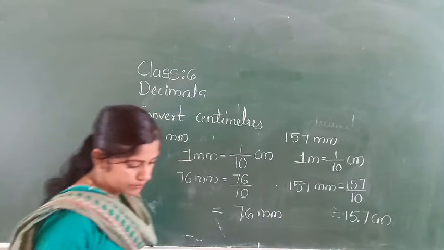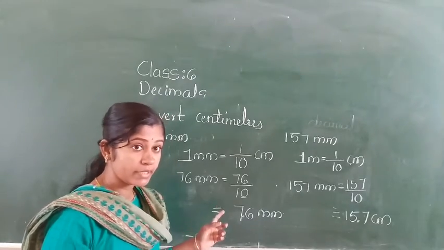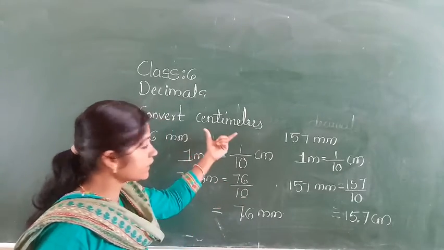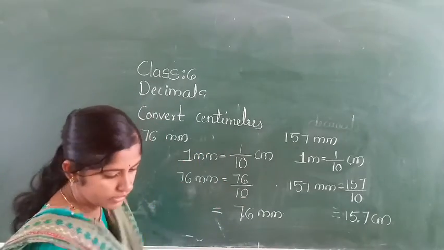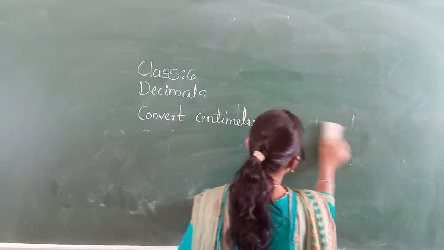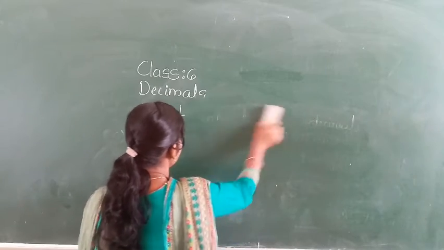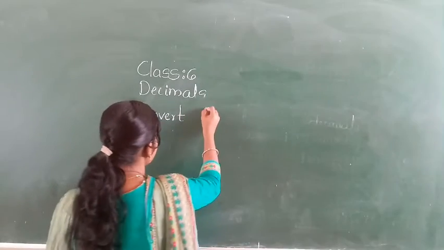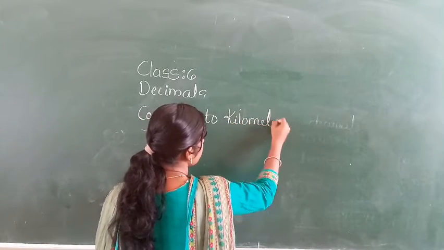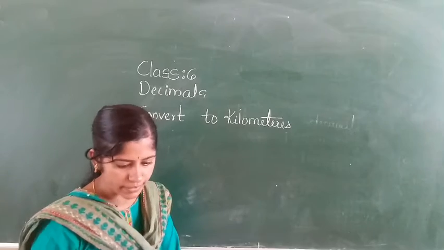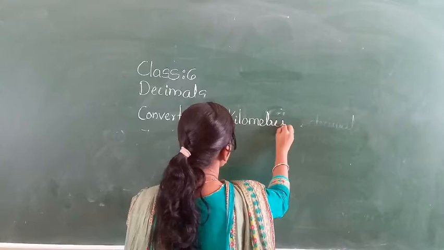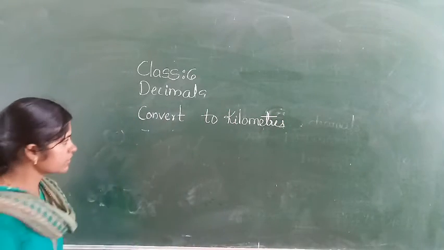Next here, third main. First I converted in rupees, after that I converted in meters, and after that I converted here in centimeters. So next question is here, convert to kilometers. Here conversion is very important. Convert to kilometers. Yes, first question is 6 meter.